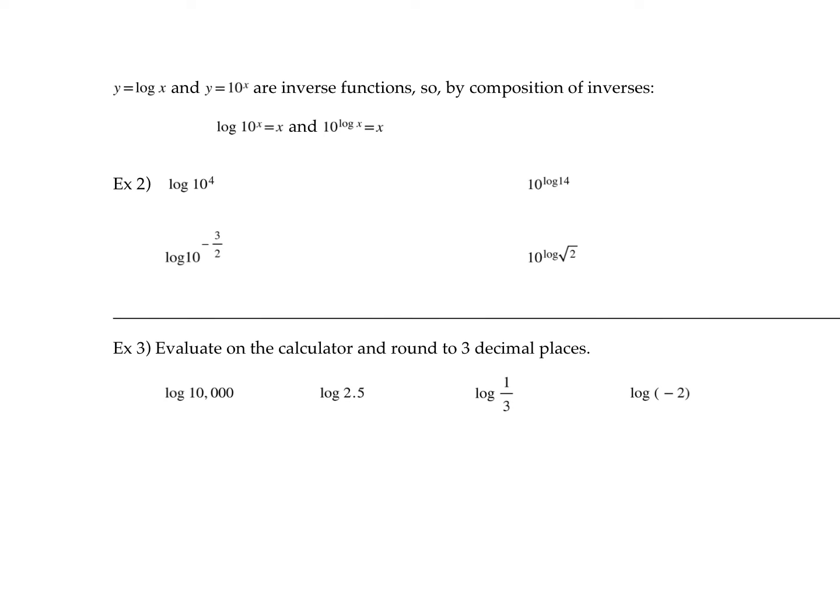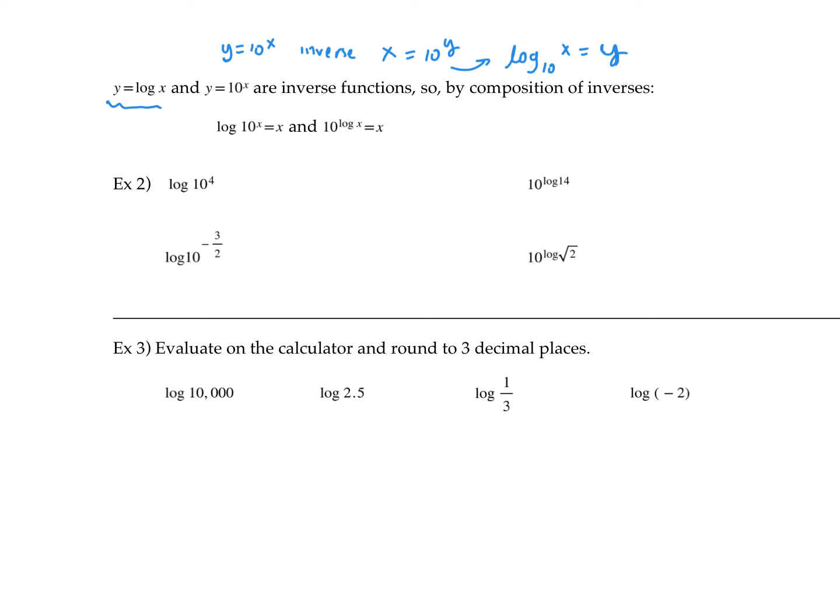Y equals the common log of x, and y equals 10 to the x are inverse functions. And to just show you this, if you have y equals 10 to the x, and you want to find the inverse, you would switch the x and the y, and then you would solve for y. Well, the way in which you would solve for y is to write this as the common log, or log base 10, of x, and it would be equal to y. So that's how I'm coming up with this equation right here.